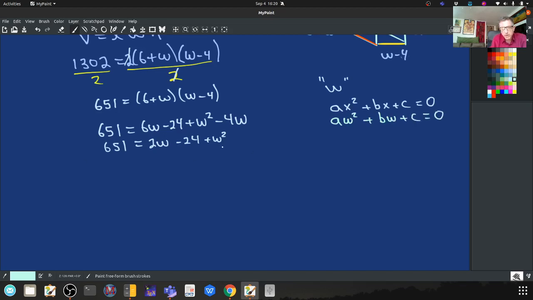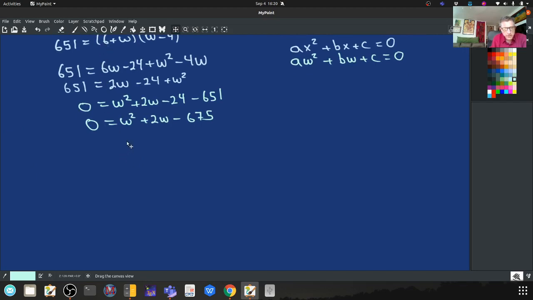So I have to remove terms. I'm going to move the 651 over here. That'll give me a 0. I'm going to just rewrite my w squared at the first. Then I still have a 2w. Then I have my minus 24, and it's being joined by my minus 651 when I move it over. So that gives me 0 is equal to w squared plus 2w minus 675, which can be rewritten if you want as w squared plus 2w minus 675 is equal to 0.